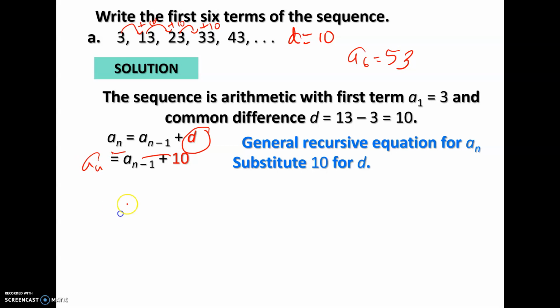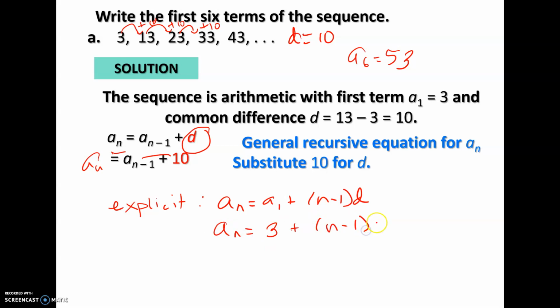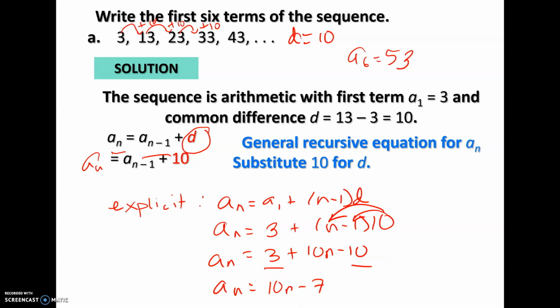Now, if I want an explicit formula, you know that that's a sub n is equal to a sub 1 plus n minus 1 times d for an arithmetic sequence, and that's what this is. So I have a sub n, a sub 1, my first term is 3. My common difference is 10. I distribute my 10. Combine like terms. Okay, 3 and negative 10, and I have 10n minus 7.